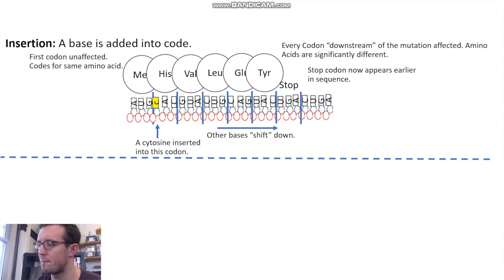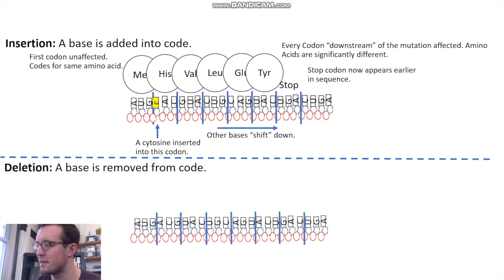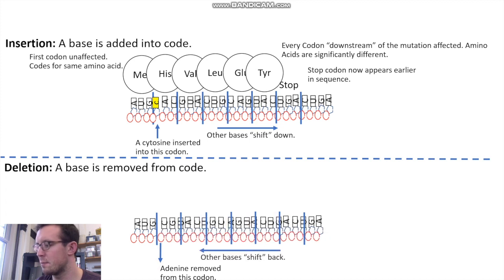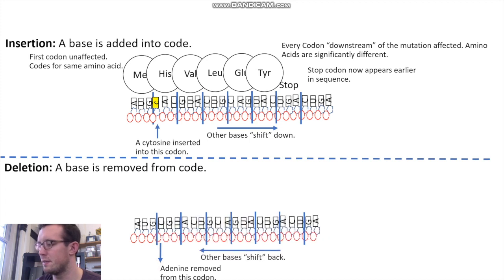So that's an insertion. The opposite of an insertion is a deletion, which occurs when a base is removed from the genetic code. So in this deletion, an adenine will be removed from the second codon, and all of the other bases will shift back as a result.